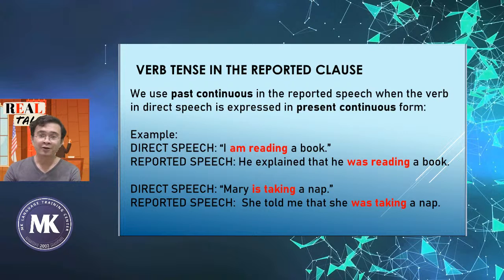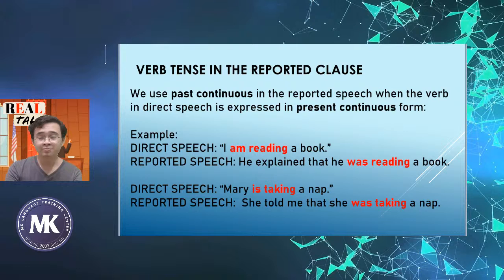So here for example, the first one, "I am reading a book." Our verb here is "am reading," right? So this is expressed in present continuous. Now we will change that into past continuous in reported speech. So we can say, "He explained that he was reading a book." Now here, from "am reading," it becomes "was reading."